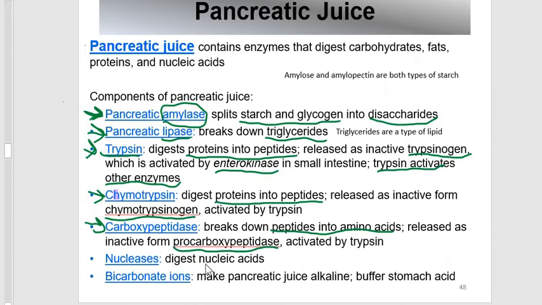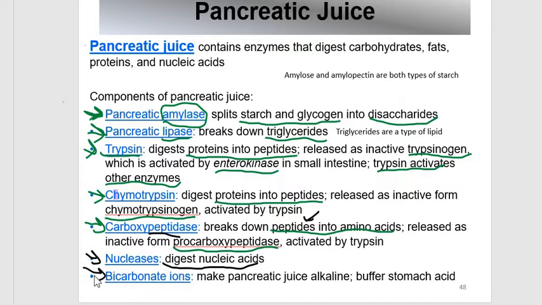So as the name kind of implies here, carboxypeptidase, you see peptid, that might help you remember that we are working specifically on peptides. So you use that as a little clue. Nucleases, as the name implies, we are breaking down nucleic acids.